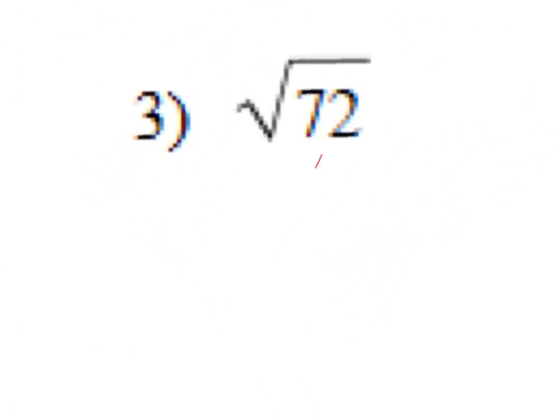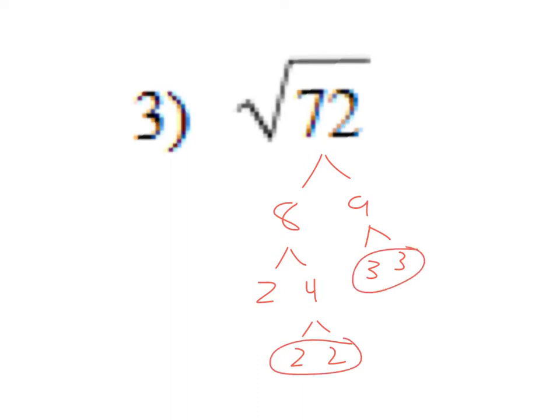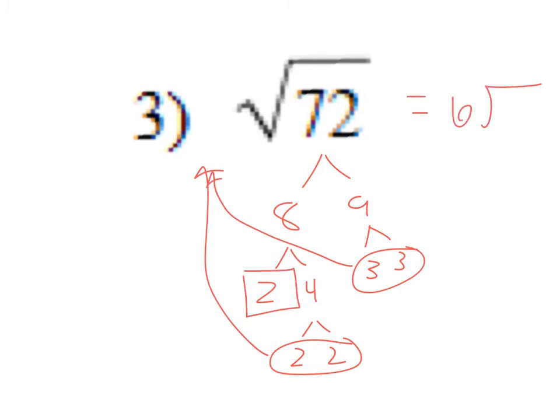All right, so on 72, I'm going to break it down to 8 and 9, and then 8 will break down to 2 and 4, and 4 will go to 2 and 2. 9 will break down to 3 and 3. So 2's pair up and move out, 3's pair up and move out. Okay, so when I move these out, 2 times 3 is 6 on the outside, and then I have this 2 left over on the inside, so my answer is 6 root 2.